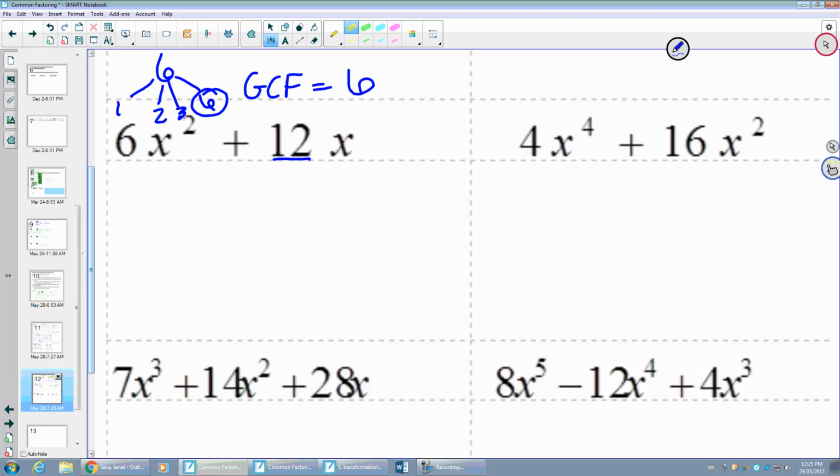Now I check, does every term here have an x? I have an x, I have an x, so I do. So I look at the lowest exponent. What's the lowest exponent? x. So I have 6x, that's my greatest common factor. So that means I'm going to divide everything by 6x.